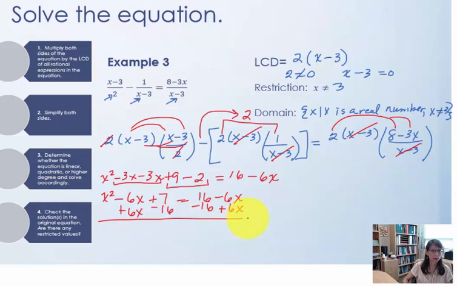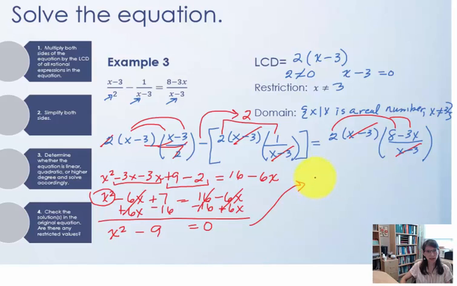Now let's see what happens here. 16 minus 16 is eliminated. Minus 6x plus 6x, so I know that I have something equal to 0. X squared. Negative 6x, add 6x is eliminated. Negative 9. So it looks like I have x squared minus 9 is equal to 0. Do you recognize that that's really a difference of squares?